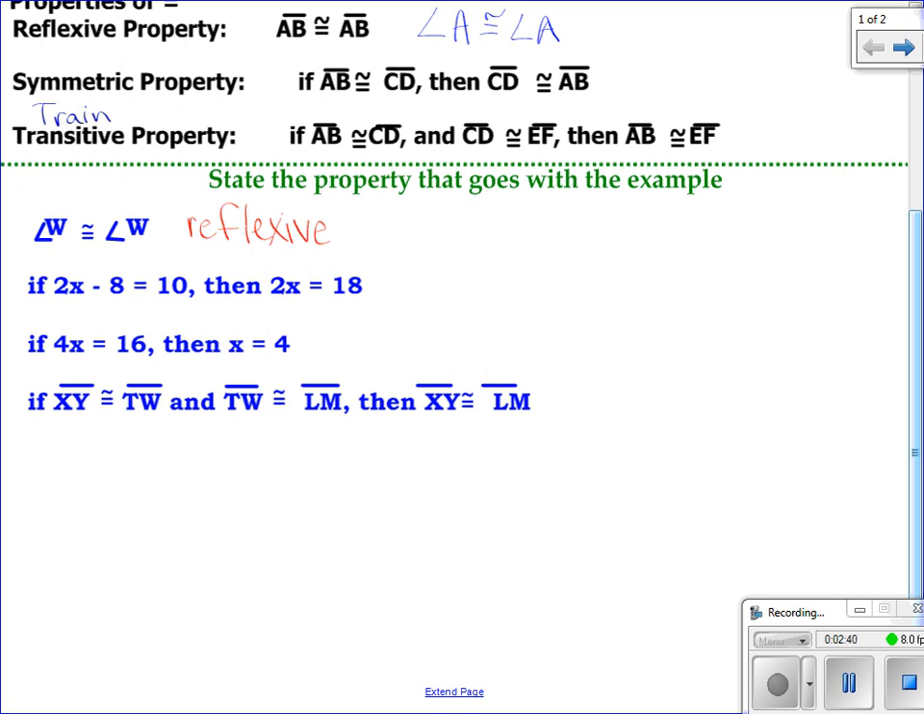Not transitive, good guess. What did they do to both sides? They added 8 to both sides, right? Okay, so the reason is simply addition. Next one, if 4x equals 16, then x equals 4. What happened? Division. They divided on both sides, so division. And the last one. Transitive. Yes, this one is transitive.